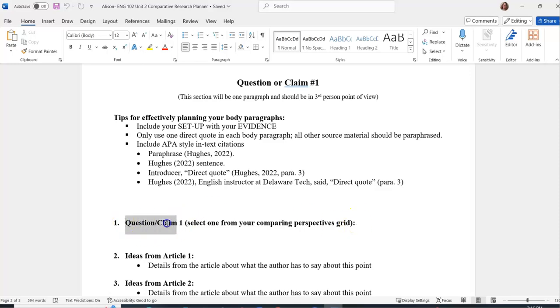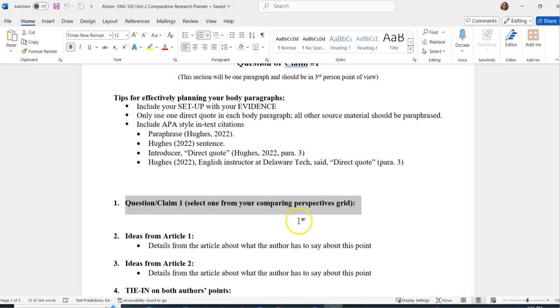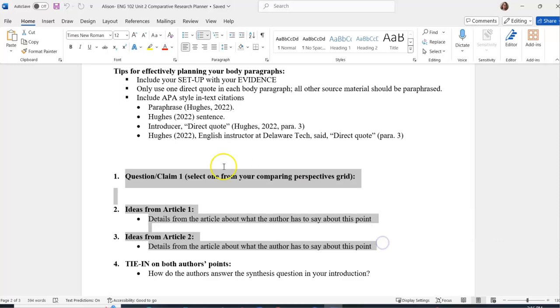So what is the first question or claim? If you want to state it as a statement, you'll turn the question into a claim. But what's the first one you're going to discuss? Then you're going to tell me what Article 1 has to say about it, and then what Article 2 has to say about it. And for 1, 2, and 3, you already have a lot of those notes done on your brainstorming activity. But on your brainstorming activity, it's really just the textual evidence.